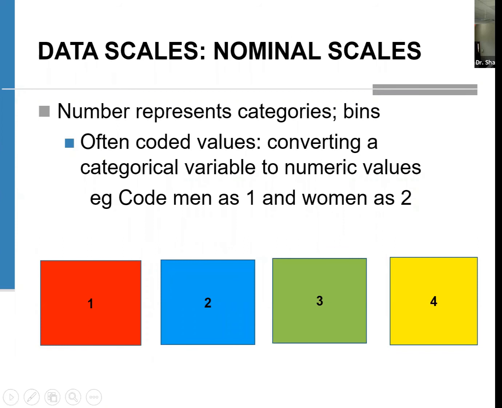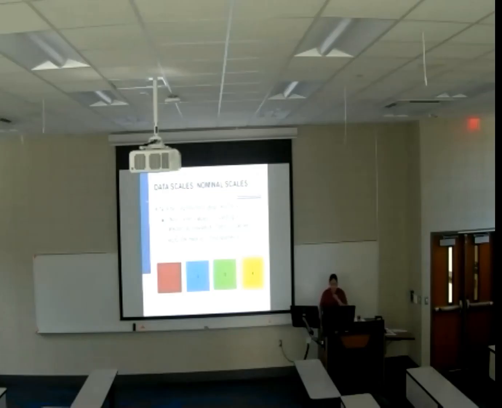So in the data scales, the nominal scale is when a number represents a category. But notice that it's not going to provide you any additional information. In the example I have on screen, we assign number 1 to red, 2 to blue, 3 to green, and 4 to yellow. So it's only representing a category. It's basically putting this data inside a bin.